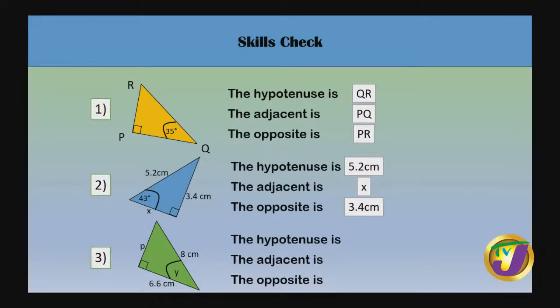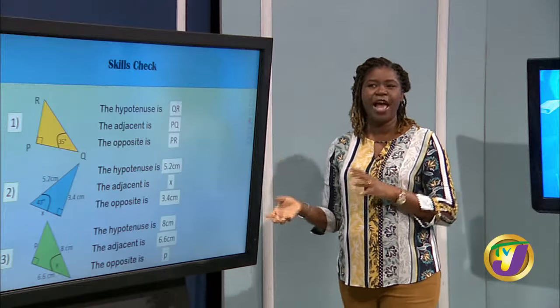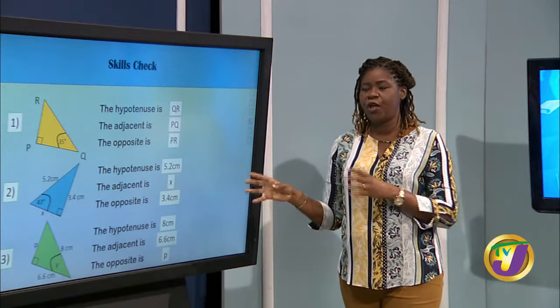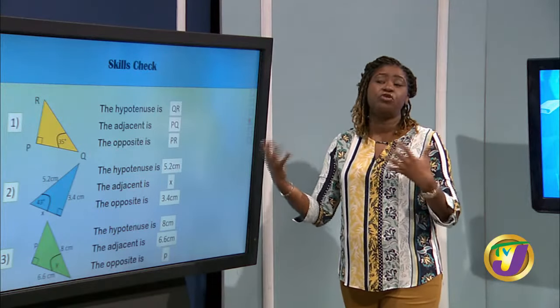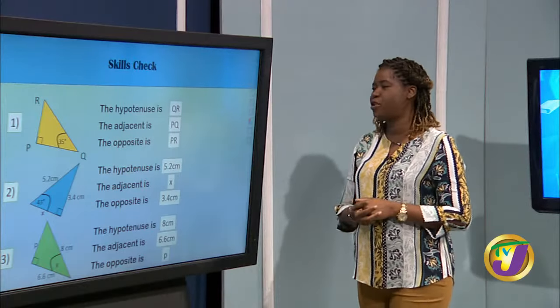And for the third question, the hypotenuse side is right across from our right angle, which would be 8 centimeters. The adjacent to angle Y would be 6.6 centimeters, the side measuring 6.6. And the opposite side is going to be P. Awesome. So once you're able to name the sides of the right triangle in relation to the angle that we're talking about, then we'll be able to choose the trigonometric ratio.